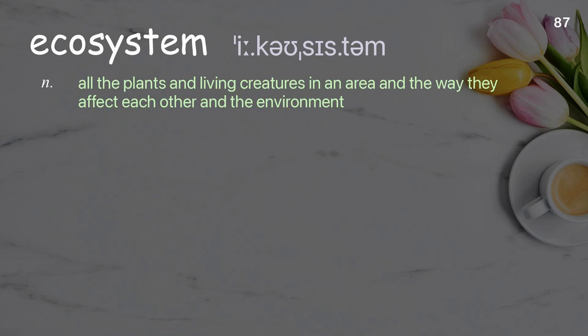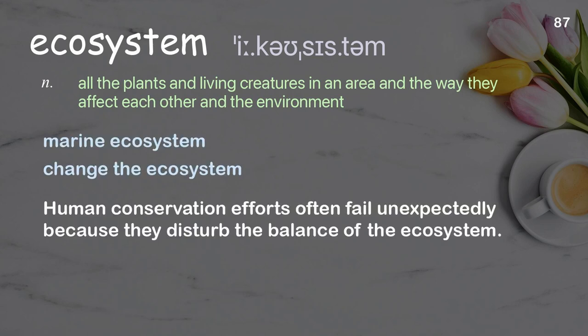Ecosystem: all the plants and living creatures in an area and the way they affect each other and the environment. Examples: marine ecosystem, change the ecosystem. Human conservation efforts often fail unexpectedly because they disturb the balance of the ecosystem.